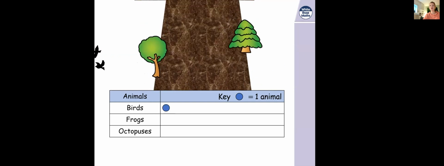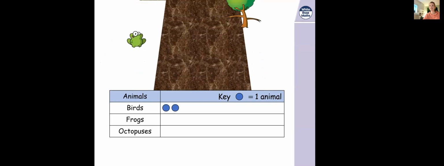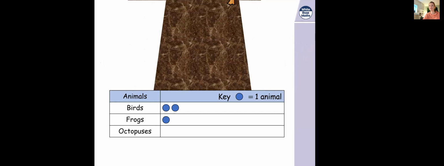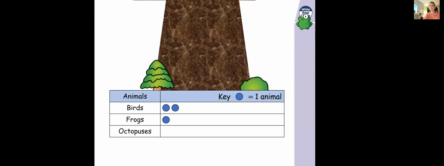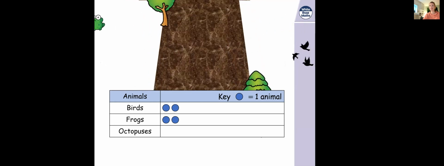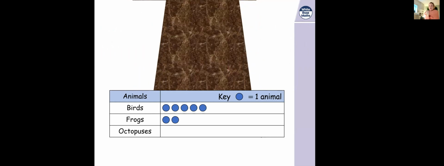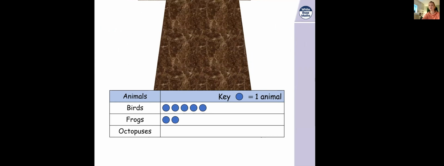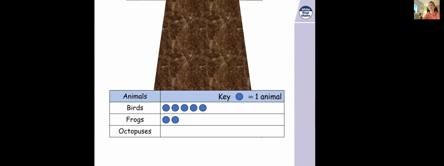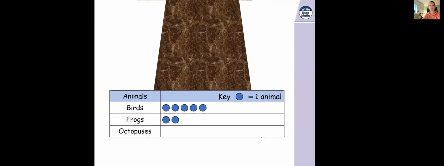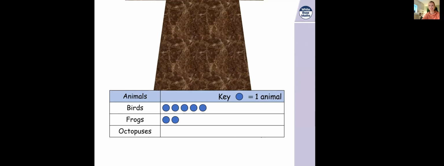Right, birds. 2 birds flew fast across the screen, so 2 circles. 1 frog, so they put in a frog circle. Another frog, so they put in another circle. 1, 2, 3 birds, another 3, so they've added 3 more circles to the table. And we didn't see any octopuses, did we? You see what I mean? It was quite a fast clip.